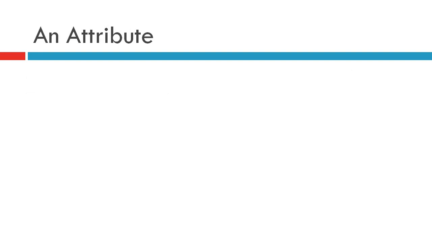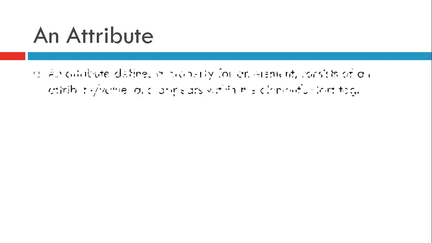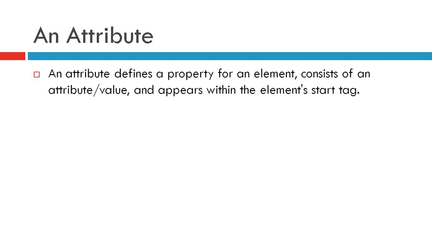Next, we will talk about attributes. The HTML language has tags and each tag has various attributes. Attributes are properties which are going to tell us more about the tag. An attribute defines a property of an element. Element is nothing but the tag. Attributes are written as attribute value pair and they appear within the element's beginning tag. So always when we have the attribute, we write it with the start tag of the element and never with the end tag of the element.